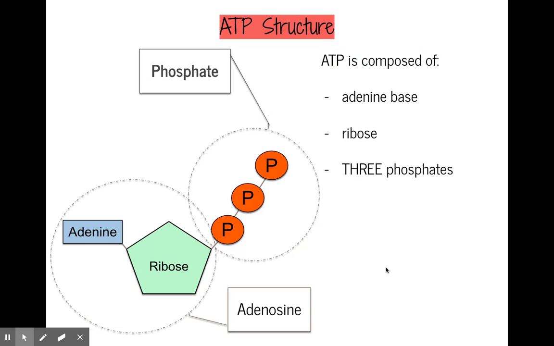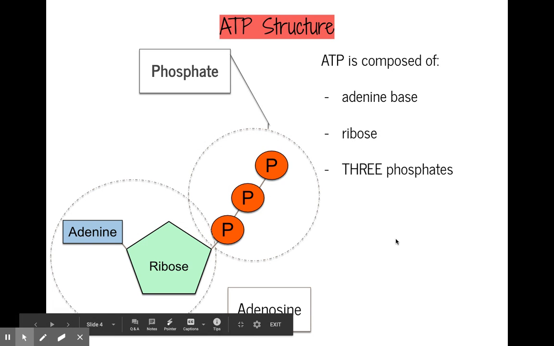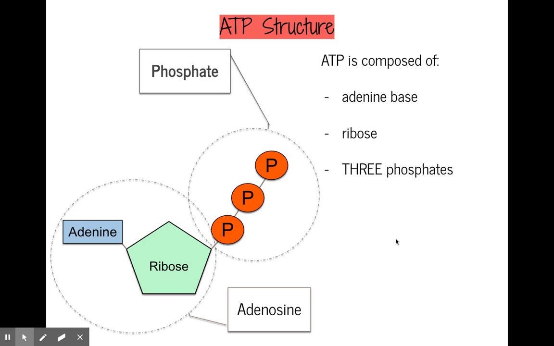The structure of ATP is composed of an adenine base, which is a nitrogen-derived base, ribose, which is a 5-carbon sugar, and 3 phosphates. Please make sure to know this structure. I know that you have been taught this already, but once again, review it and make sure that you know the structure of ATP.